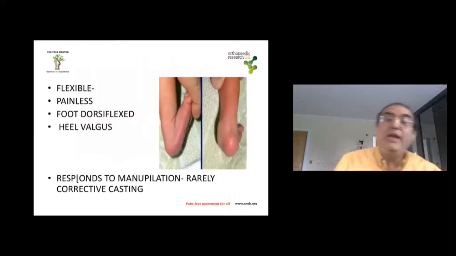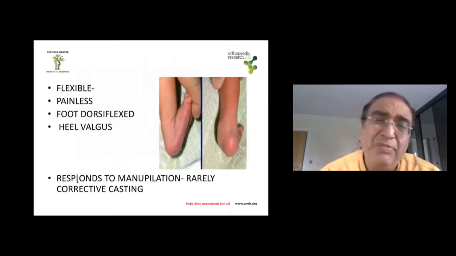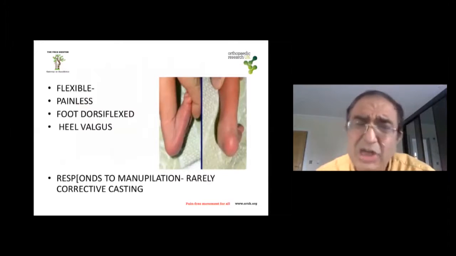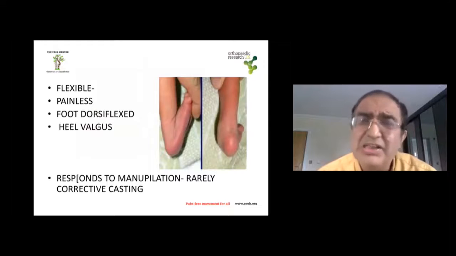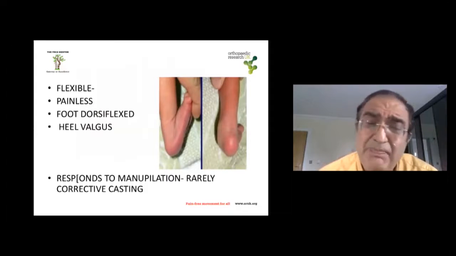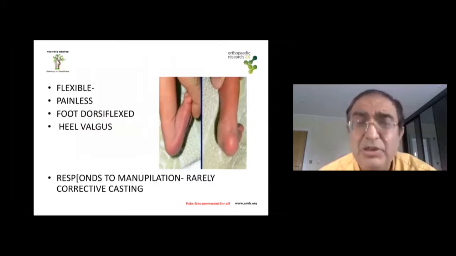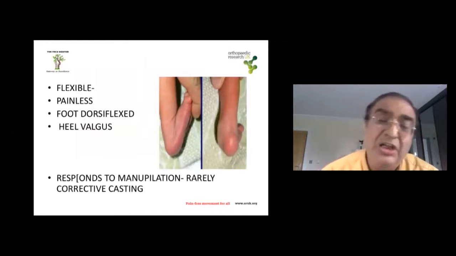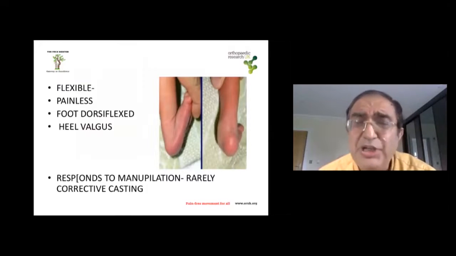So in this, what happens is, it's a flexible type of flat foot. In other words, both the dorsiflexion as well as the heel valgus are correctable. So the heel is completely dorsiflexed here, but it is correctable. You can plantar flex the foot. And generally, all it needs is just gentle manipulation, and the majority of these will correct by the age of 9 months.